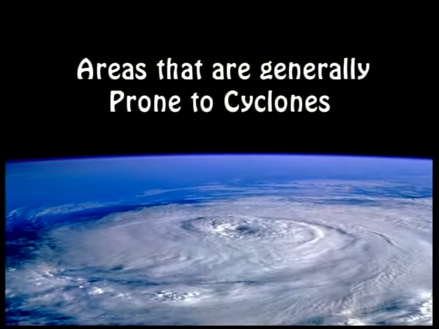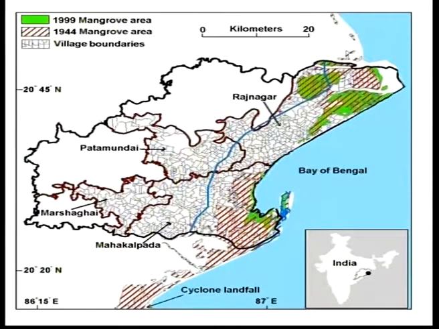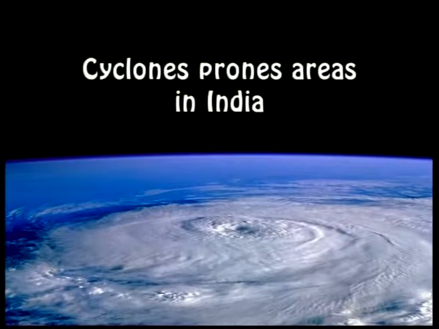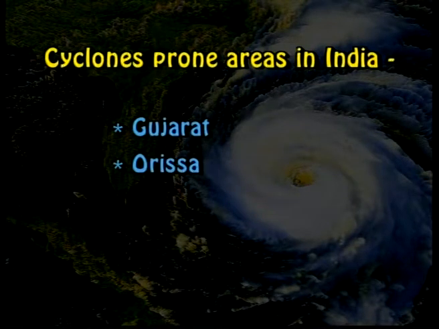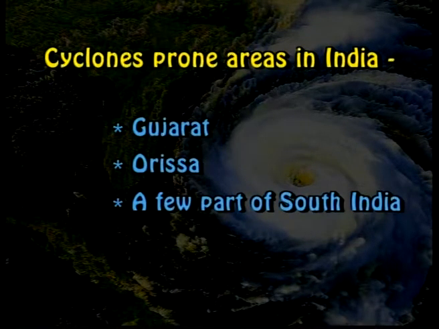Areas that are generally prone to cyclones. The Indian subcontinent is one of the worst affected regions in the world. The disaster potential is particularly high at the time of landfall in the North Indian Ocean, meaning the Bay of Bengal and the Arabian Sea, due to the accompanying destructive winds, storm surges and torrential rainfall. Cyclone prone areas in India are Gujarat, Odisha and a few parts of southern India.